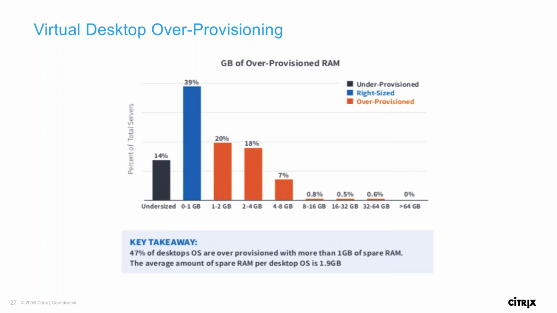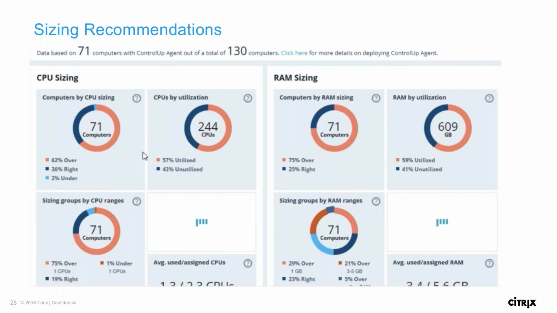And that sizing recommendations report that I showed you earlier is definitely where you want to look for that. I put in a couple of screenshots just to remind you of that report. You can look here at CPU sizing. On the left, it looks at computers by CPU sizing and tells you how many are over provisioned, right sized, and under provisioned. And then CPUs by utilization: how many you're actually utilizing across your entire environment, how many you're not utilizing, and it gives you some ranges. It does the same thing for RAM.